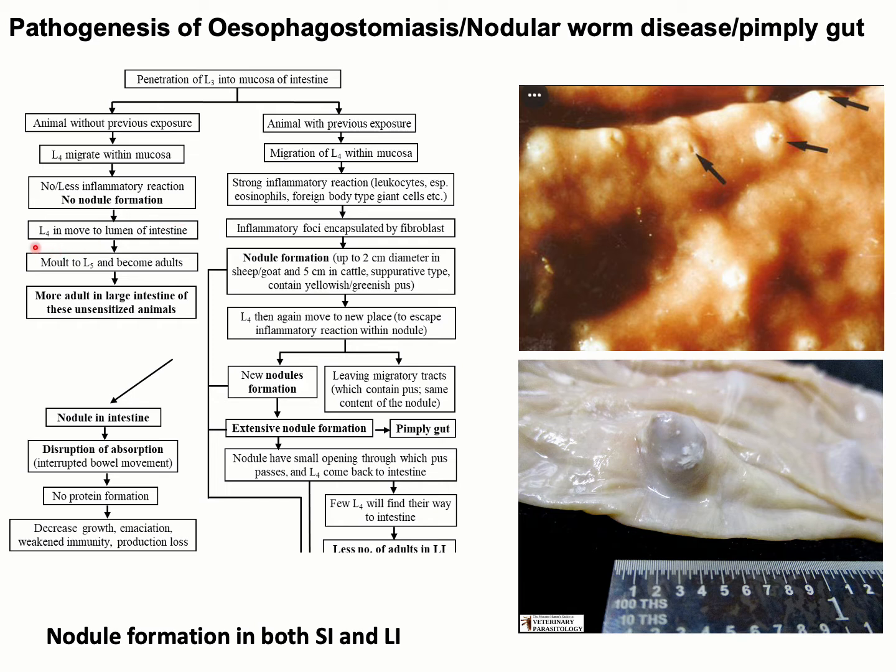And in this case, the L4 will find their way to the lumen of the intestine, and in the lumen of the intestine there will be another molting, that is L4 to L5, and finally this L5 will become adult parasite. So the take-home message in this situation, that is animal without previous exposure of the nodular worm, there will be no nodule formation in the wall of the intestine, but more adults will be found in the lumen of the intestine.